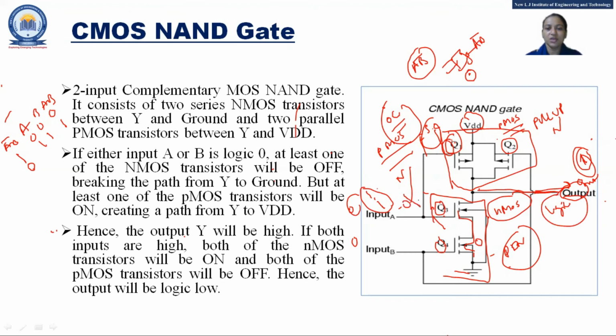So this is how this CMOS NAND gate works. If any of the input is 0, we get the output as 1. So this is how CMOS NAND gate works.